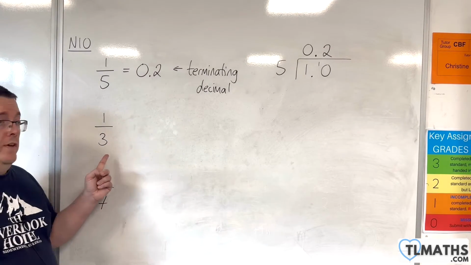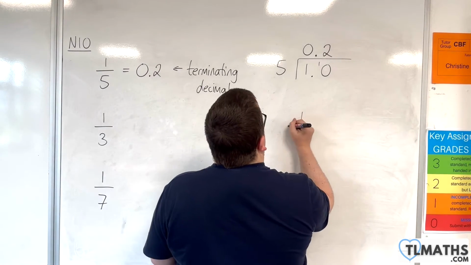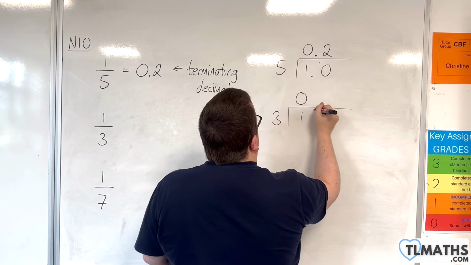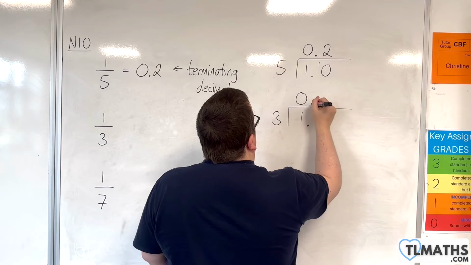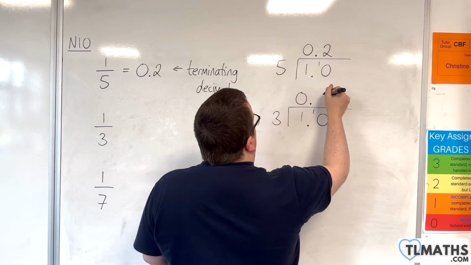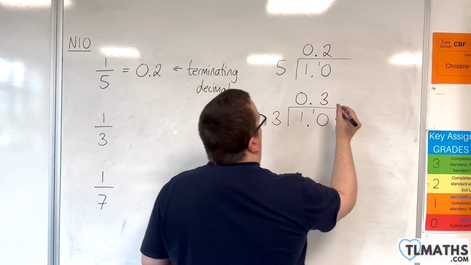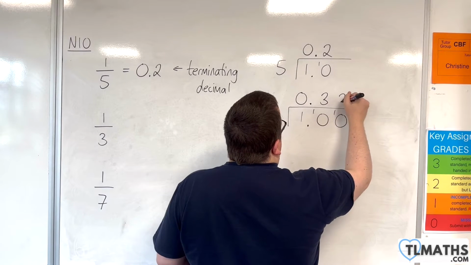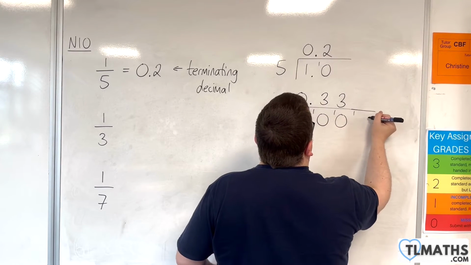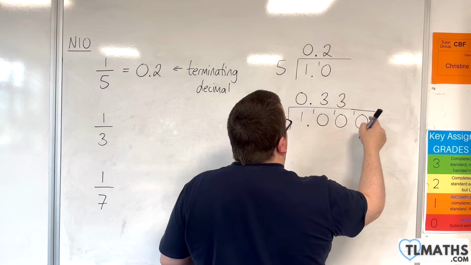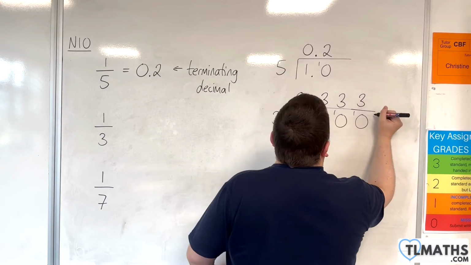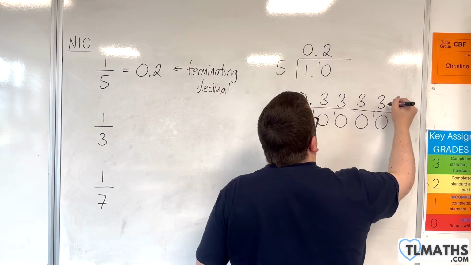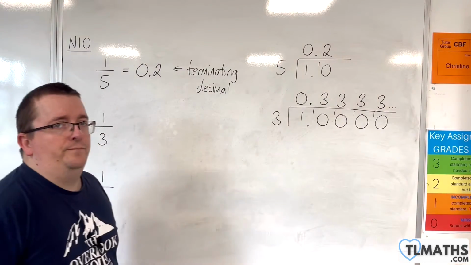Now, 1/3. If I do 1 divided by 3, 3s into 1 goes 0, remainder 1. So we bring in a 0. 3s into 10 go 3. 3 3s are 9, so there's 1 remainder. Bring in a 0. 3s into 10 go 3, remainder 1. Bring in a 0. 3s into 10 go 3, with 1 remainder. Bring in a 0. And you can see what's going to happen. This is going to continue indefinitely.